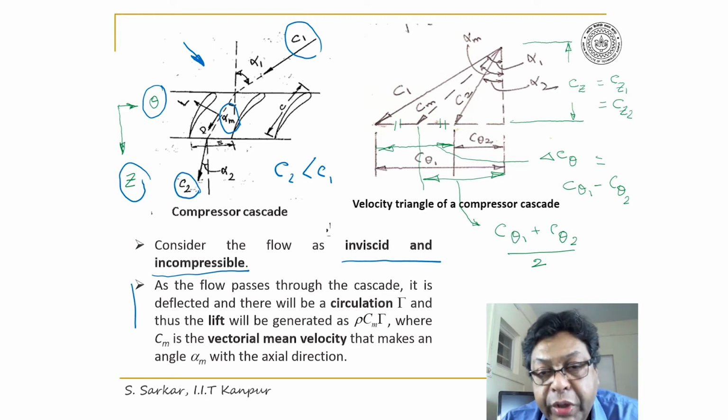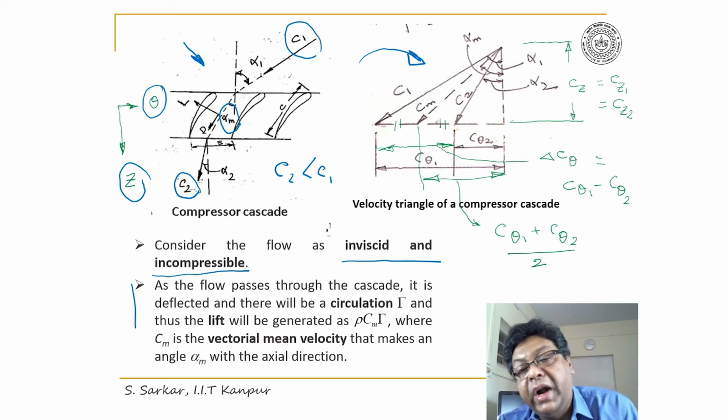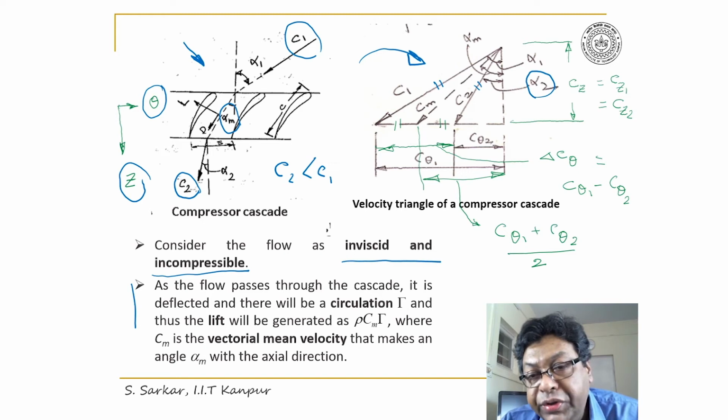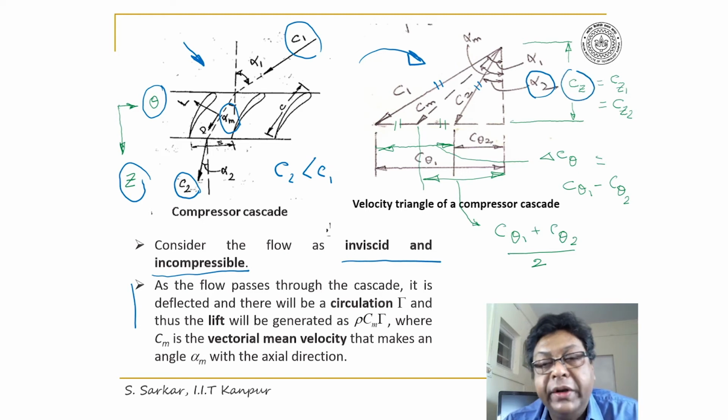To illustrate that, let's go to the velocity triangle, where I have superimposed both inlet and exit velocity. Here I have indicated C1 that makes an angle alpha 1 with the z-axis, and C2 that makes an angle alpha 2 with the z-axis. Look, CZ is the axial component of C1, and CZ would remain constant as it is related to the mass flow rate through the cascade. Thus, CZ1 is equal to CZ2, and that is designated as CZ.